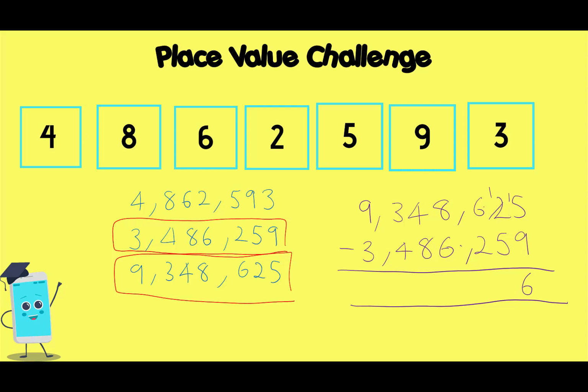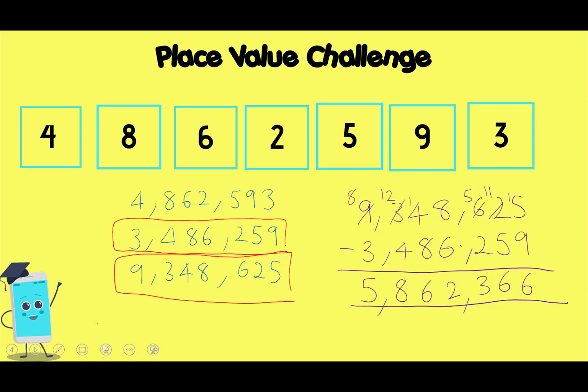I can't do 1 take away 5. I'm going to borrow 1. 11 take away 5 is 6. 5 take away 2 is 3. I'm going to put my separator in. 8 minus 6 is 2. 4 minus 8 I can't do. 14 take away 8 is 6. 2 minus 4 I can't do. 12 take away 4 is 8. And I put my separator in. And finally, my 8 take away 3 is 5.